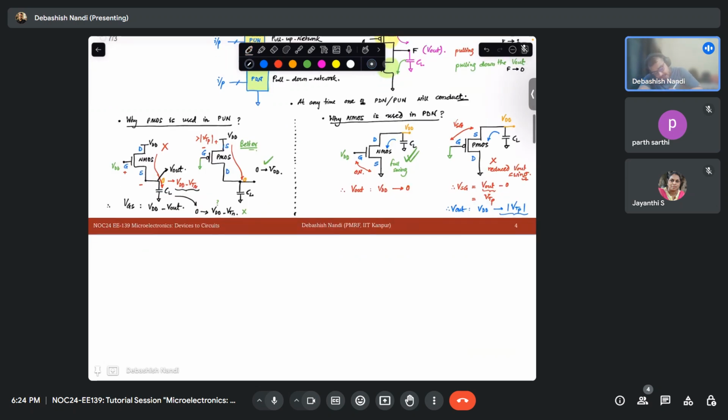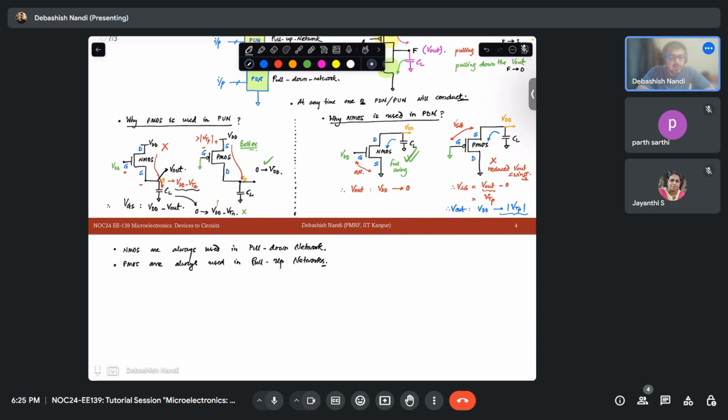So concluding, NMOS are always used in pull down network, and PMOS are always used in pull up networks. Okay, so these things you should understand, why this is so in case of CMOS logic.